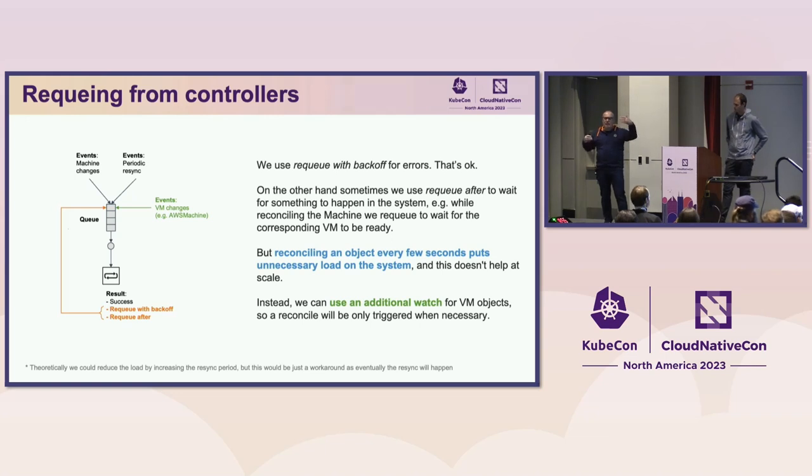But if you keep doing this polling at scale, what happens is that your system basically continues to run these reconcile loops that are just checking for something to happen. And at scale, this creates noise, this creates load on your system. So the better way to do this is to use watches.